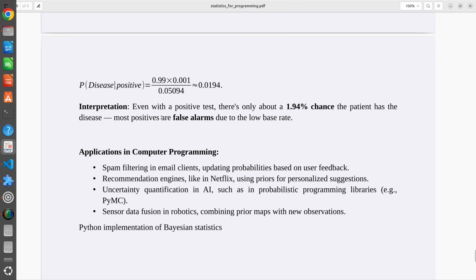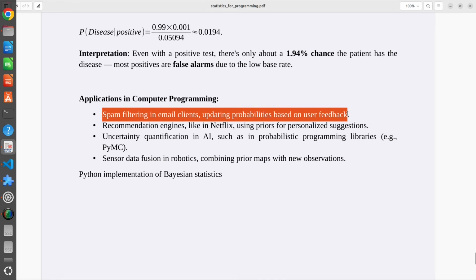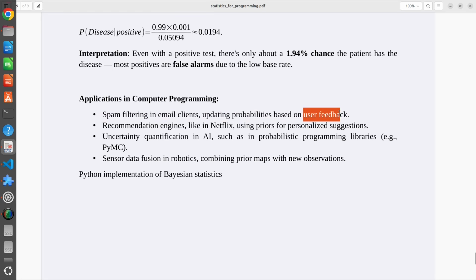Okay, because out of all the positive tests, we have only 1.94% of those positive tests that would refer to a person that really has got the disease. Okay, so how can we apply Bayesian statistics in computer programming? We can use it in spam filtering in email clients by updating the probabilities based on the user feedback. Okay, so the user feedback would help us update the prior probability to become our posterior probability.